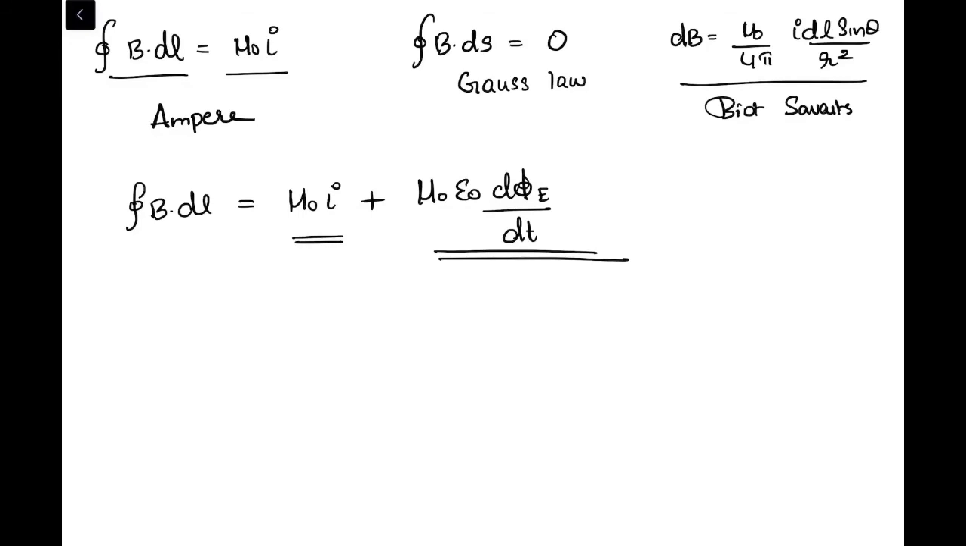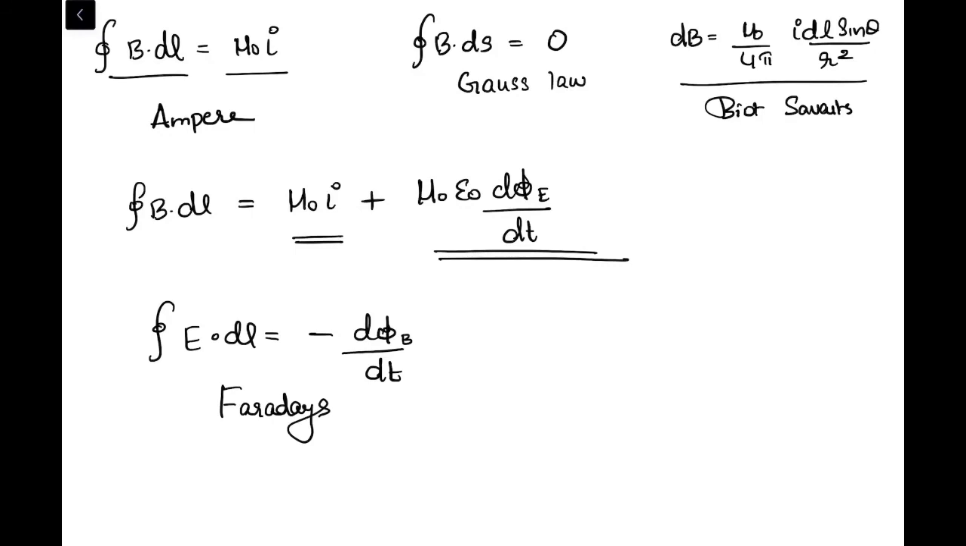Now there is another formula which we have studied initially, which is Faraday's law. Faraday's law is the closed integral of E dot dl equal to minus d phi by dt. In that formula the flux is magnetic flux. So what is Faraday's law saying? Faraday's law says that a changing magnetic field gives an electric field. Changing magnetic field gives electric field. Now that is the importance of Faraday's law.